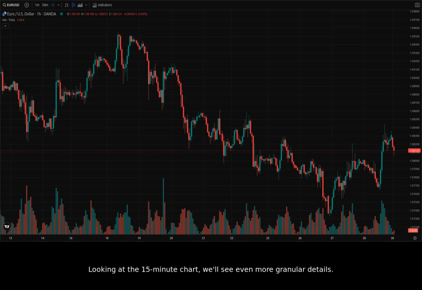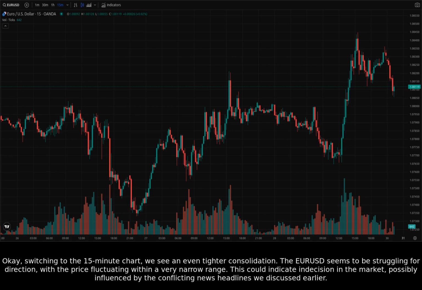Looking at the 15-minute chart, we'll see even more granular details. Okay, switching to the 15-minute chart, we see an even tighter consolidation. The EURUSD seems to be struggling for direction, with the price fluctuating within a very narrow range. This could indicate indecision in the market, possibly influenced by the conflicting news headlines we discussed earlier.